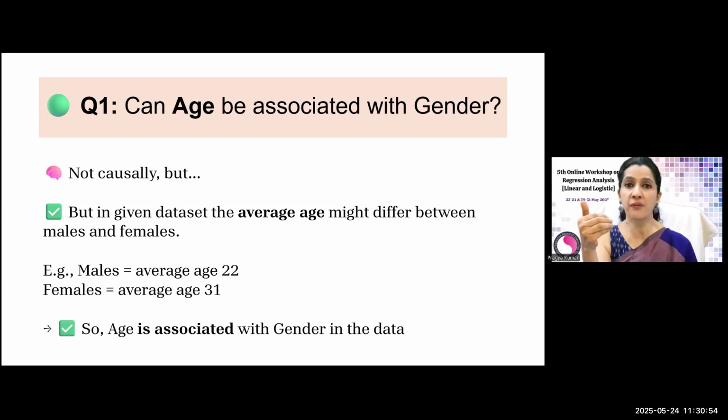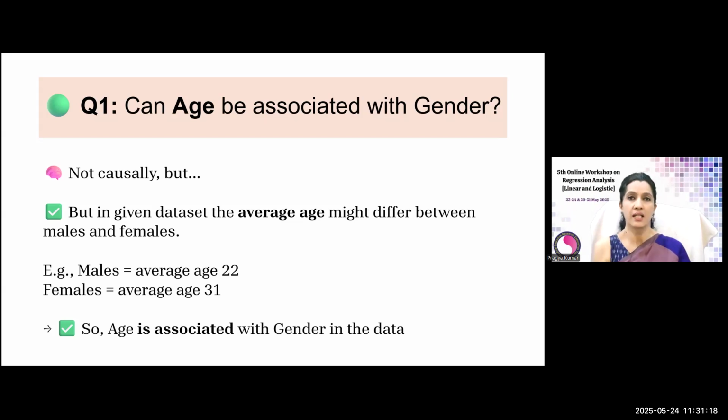So how do we define a confounder? It is a classical definition that it should be associated with both the predictor and the outcome variable, and that might independently cause the outcome, but that doesn't cause the predictor. Means the age here will not cause gender. Okay. But it can be associated with gender. So that's what we have written here.